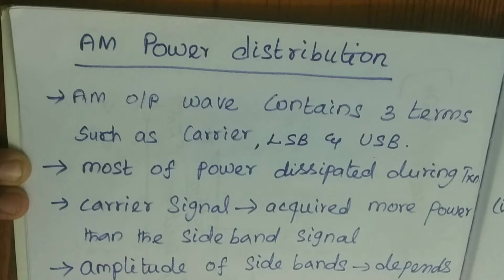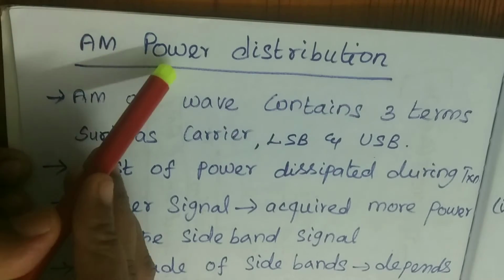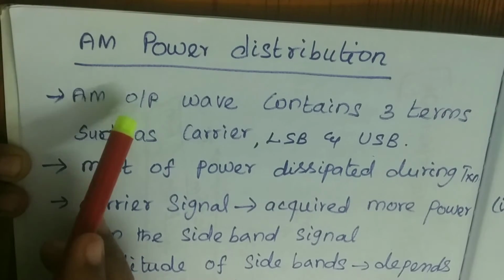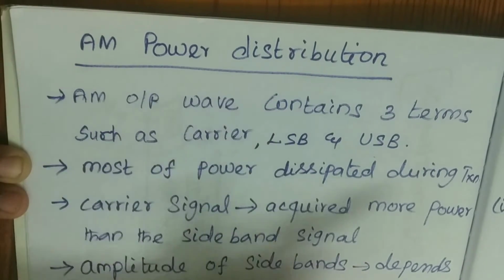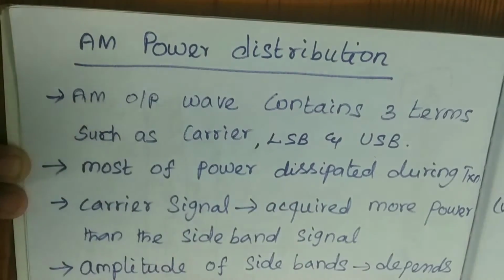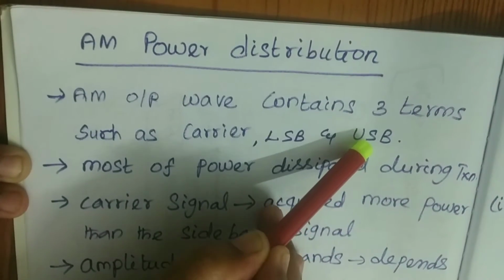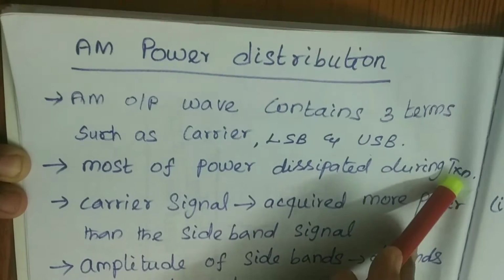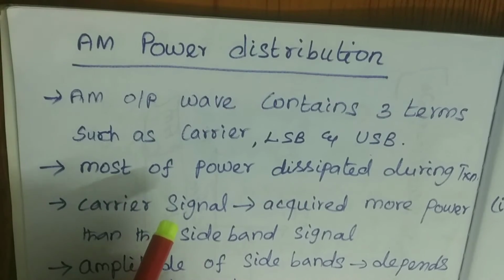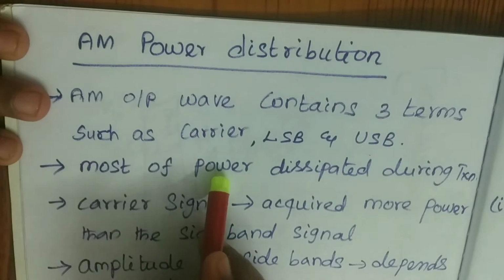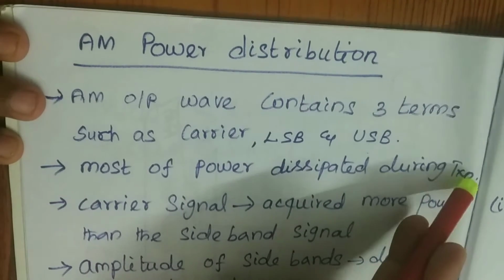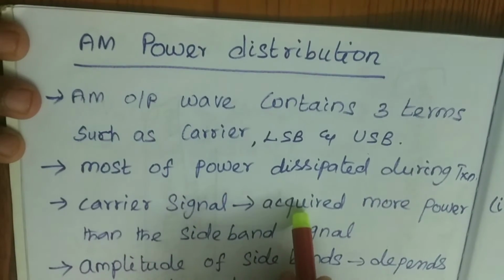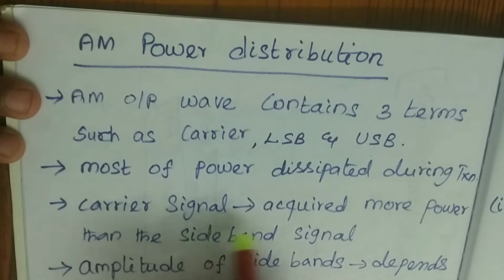So we are going to derive power distribution for amplitude modulation. We know that the amplitude modulated output wave contains three terms: carrier signal, lower sideband and upper sideband. So most of the power is dissipated during transmission. It means that most of the power is wasted during transmission, because the carrier signal needs more power than that of the sideband signal.